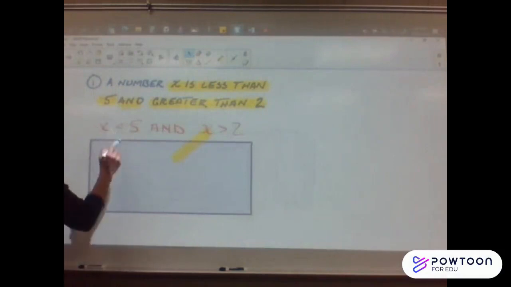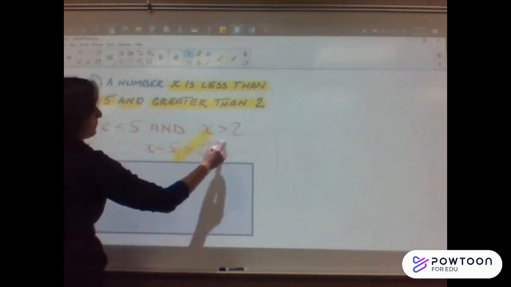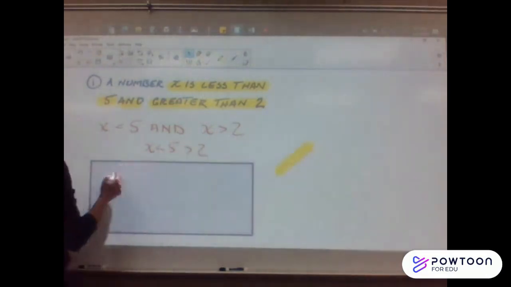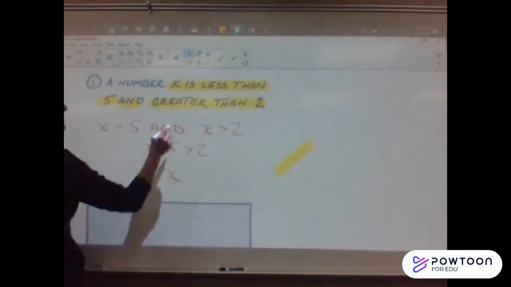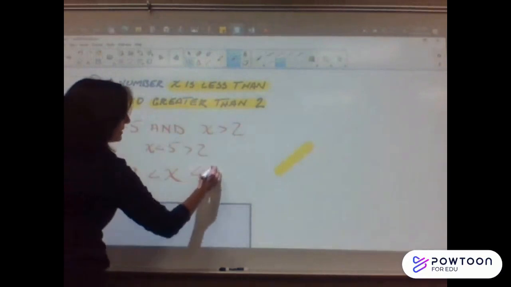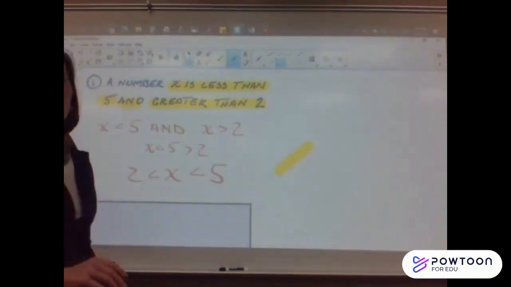You cannot write it as one statement in this form here. It does not work that way. You need to put the x in the middle if you're going to make a combined statement. And when we put the x in the middle, we're going to have the x being greater than 2 and less than 5. So the x term is in the middle of the compound inequality.